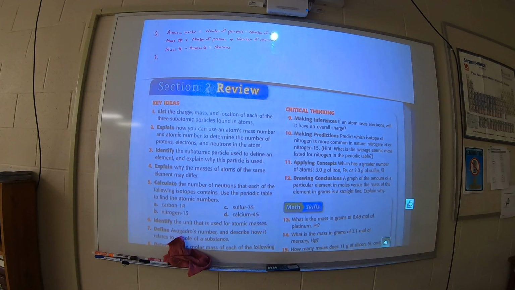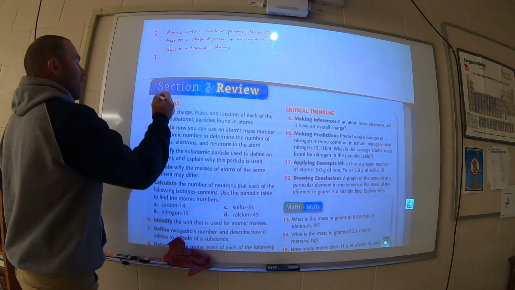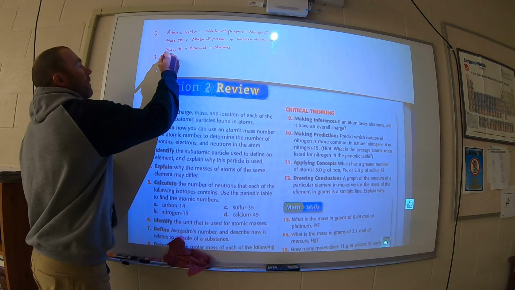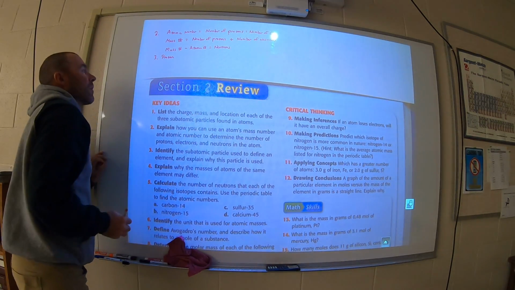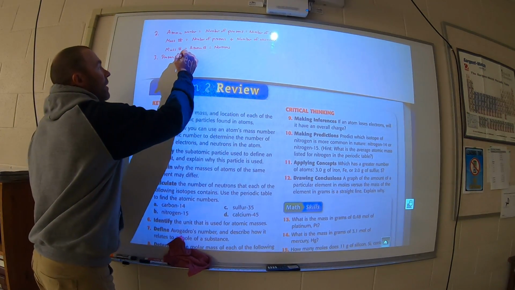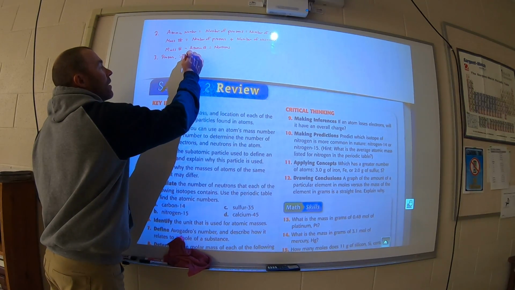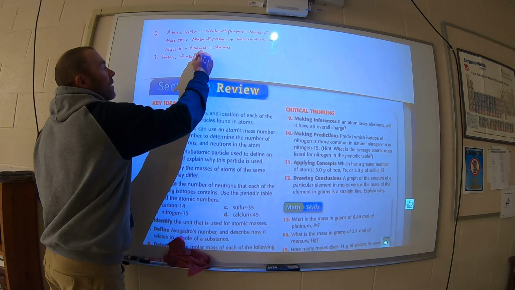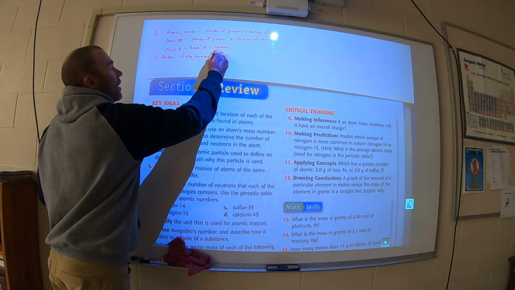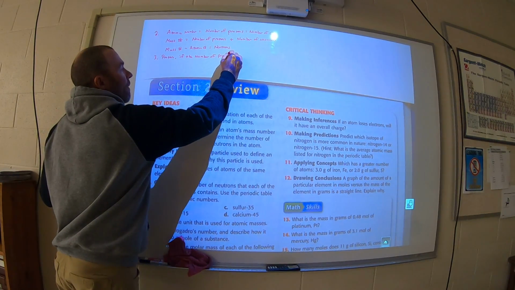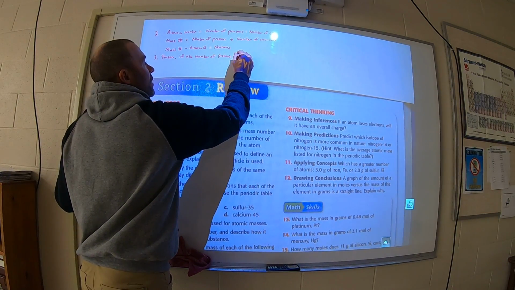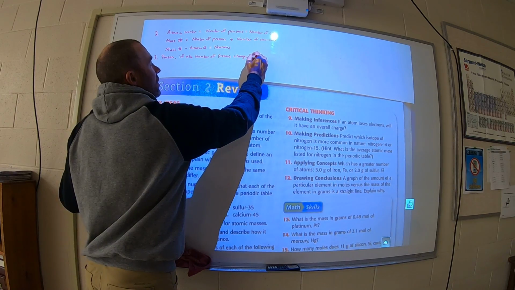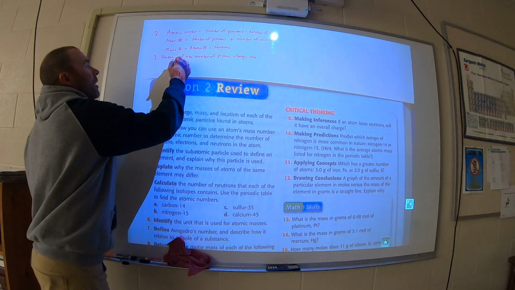Number 3, identify the subatomic particle used to define an element and explain why this particle is used. The subatomic particle used to define an element is the proton. And the reason why is if the number of protons changes, the element changes.